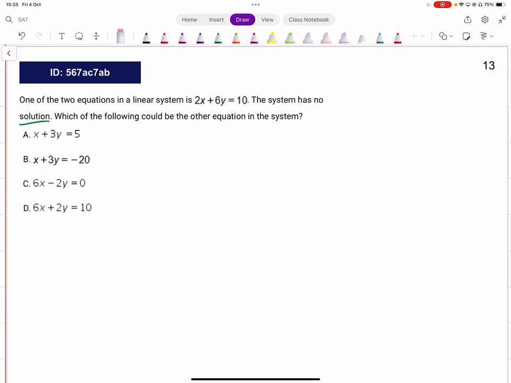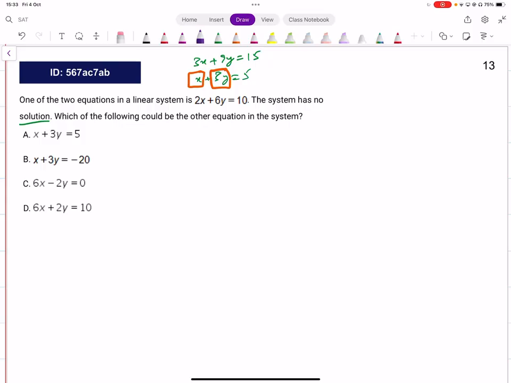So this equation is the same as x plus 3y equals 5 or 3x plus 9y equals 15, right? These are all the same equations. All you need to check is that the coefficients of x and y should be in the ratio 1 to 3. Okay? If x is 1, y should be 3. Now see which one of these equations satisfies that condition.